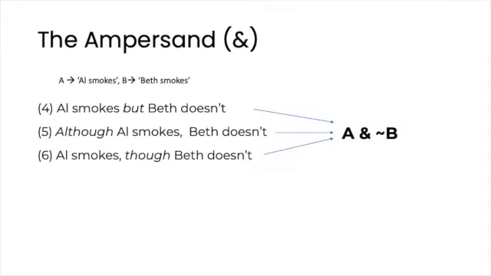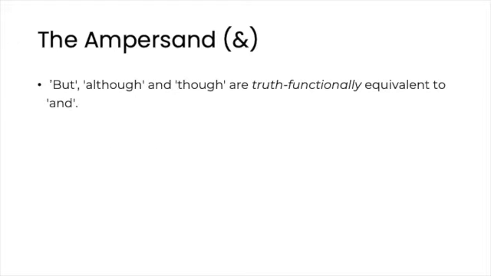Al smokes, but Beth doesn't. Although Al smokes, Beth doesn't. Al smokes, though Beth doesn't. As far as sentential logic is concerned, all of these sentences are synonymous with "Al smokes and Beth doesn't smoke." What we mean is that "but," "although," and "though" are truth functionally equivalent to "and." They satisfy the same truth function. True when both conjuncts are true, false otherwise.